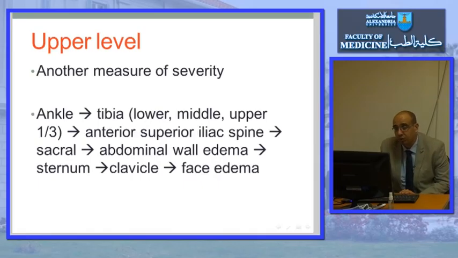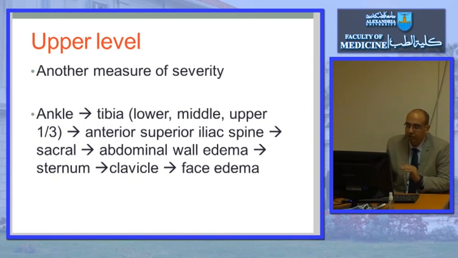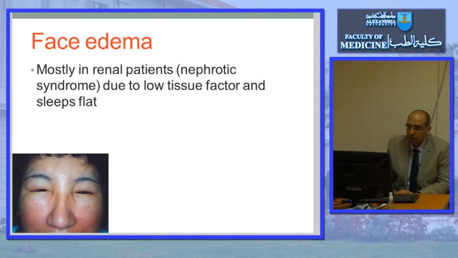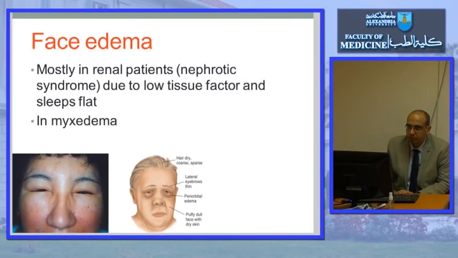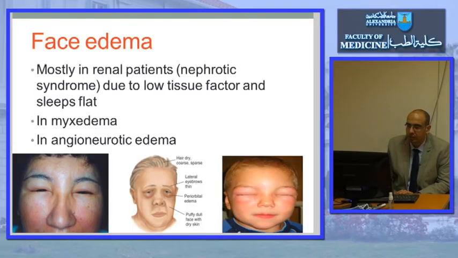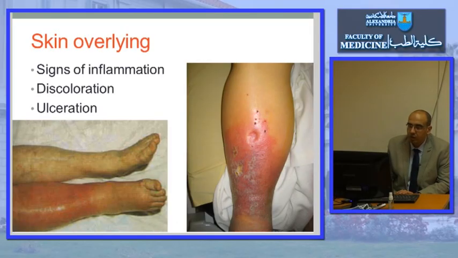If there is abdominal wall edema, clavicle, and facial edema, I should comment until I find the upper level of edema. Face edema, as you see here, as I described before, is most commonly present in renal patients and some patients with mixed edema, and angioneurotic edema in anaphylaxis. Regarding skin overlying edema, sometimes I should search for signs of inflammation, discoloration, and ulceration.